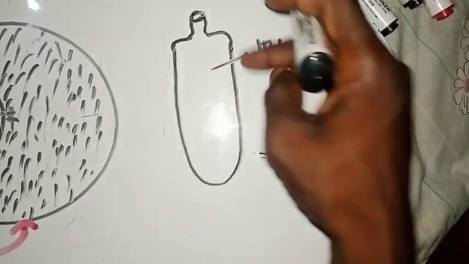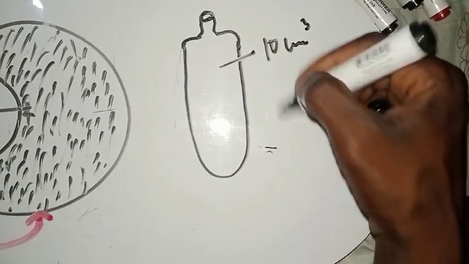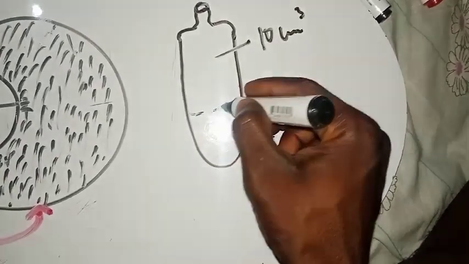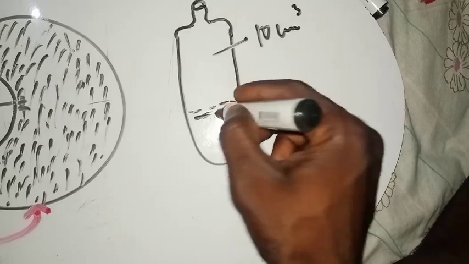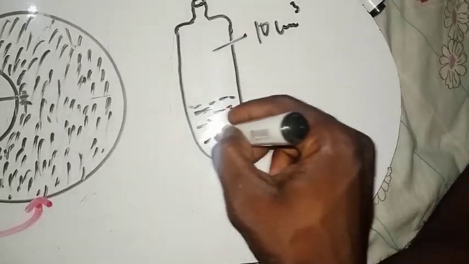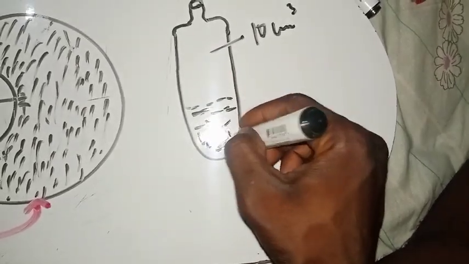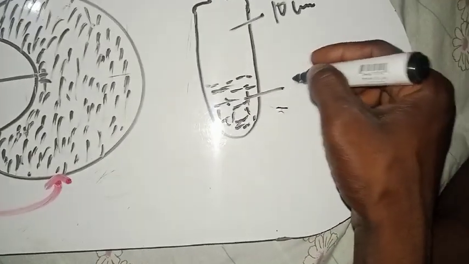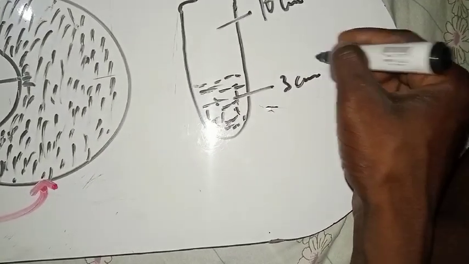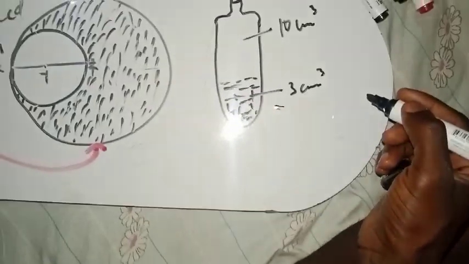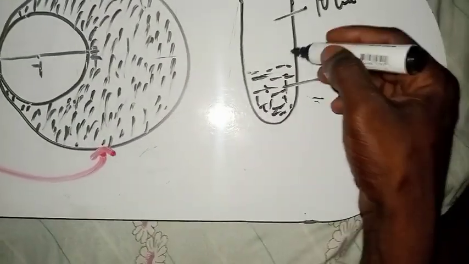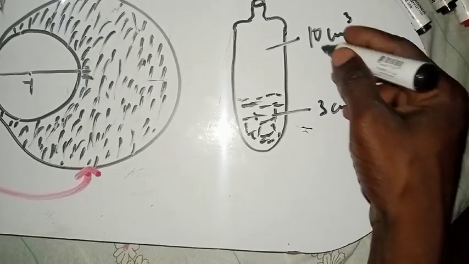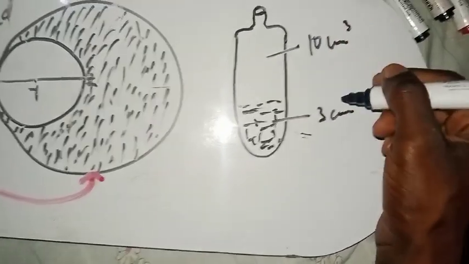Let's say that the size of this bottle is just 10, and then we pour some water inside. So there's water, and this is the level of the water, up to this point here. The level of this water reaches somewhere, let's say 3 cubic centimeters. So that is the level of the water. Once again, don't worry about the unit symbol here. What matters is the understanding.